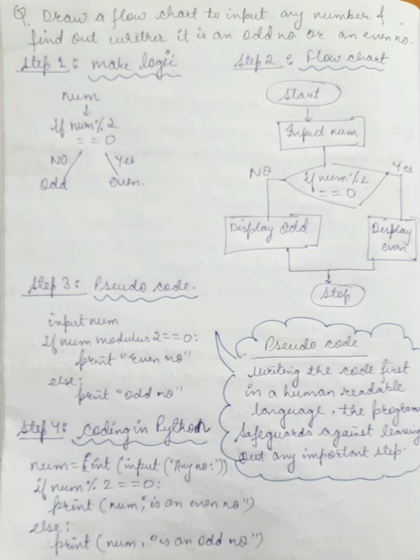So this is our last step, which is very important. num is equal to int, input any number. If num % 2, or modulus 2, is equal to 0, print num is an even number. Else print num is an odd number. Whatever number you give as input, it will print. If you give an even number, it will print it is an even number. If you give an odd number, it will print it is an odd number. So you can do it in this way. First make the logic, then the flowchart, then the pseudocode, and lastly coding in Python.